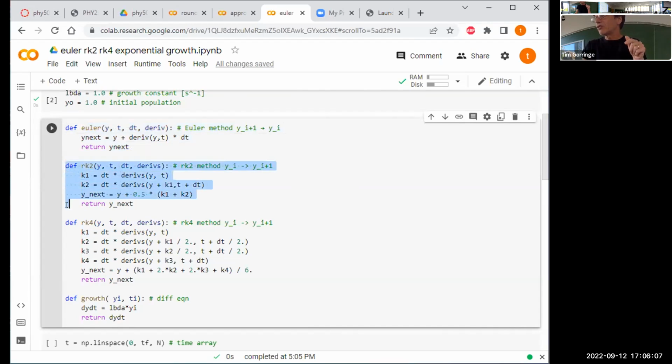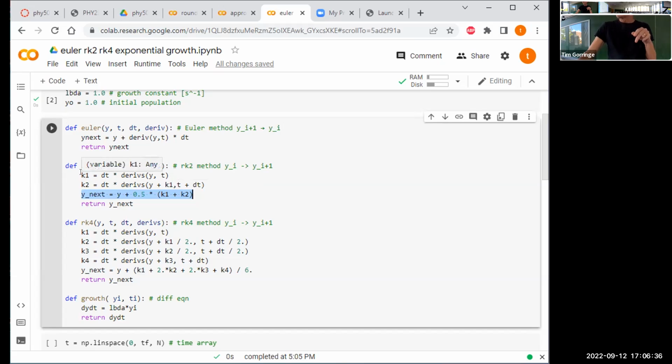I've then written these two additional functions. So this is Runge Kutta 2, second order. If you remember, it's the average of two estimates of the change in the function. So you see that here. Here's the original value, y, of the function. Here's the next value of the function. And here I'm just averaging two estimates of it, K1 and K2.